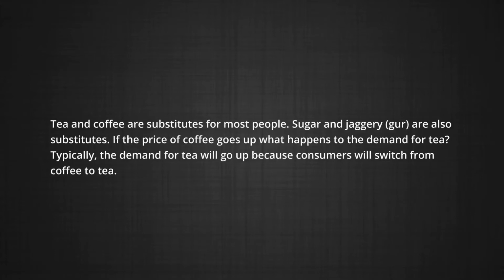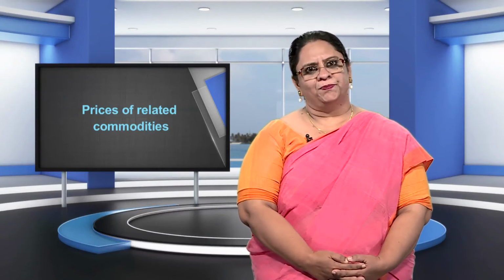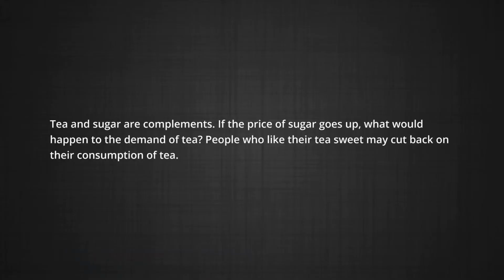If the price of coffee goes up, what happens to the demand for tea? Typically, the demand for tea will go up because consumers will switch from coffee to tea. Commodities which are consumed together are called complements. Tea and sugar, for example, are complements. If the price of sugar goes up, what would happen to the demand for tea? People who like their tea sweet may actually cut back on their consumption of tea.